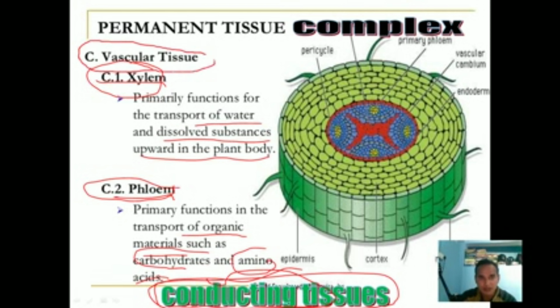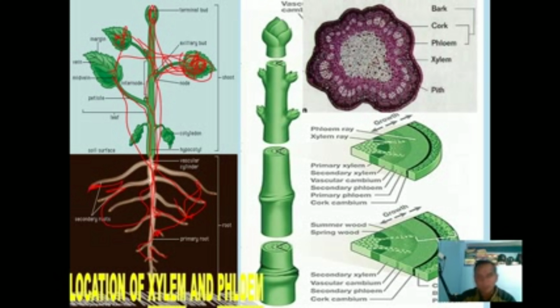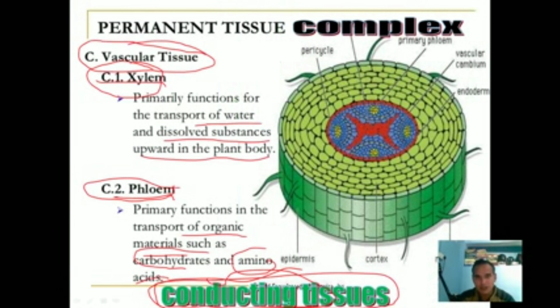And it is also called the vascular bundles. Keep that in your mind. The complex permanent tissues are also called the vascular bundle. Keep that in your mind. So vascular bundles, complex permanent tissue, or conductive tissue are the same thing. Okay, so now let's go.